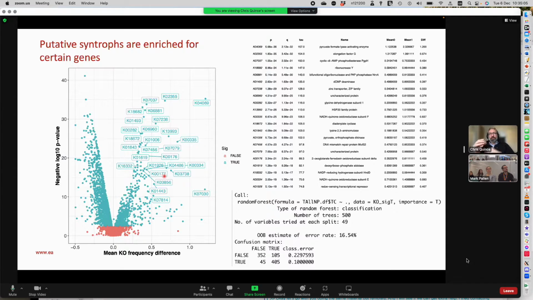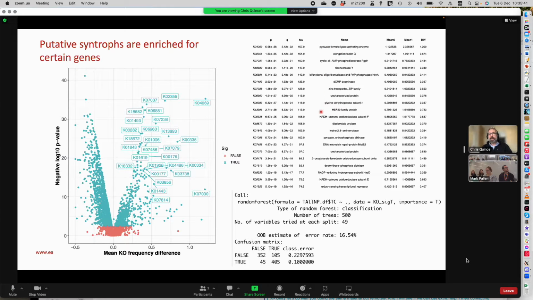So to try and determine whether these predicted syntrophies are real or not, again, we used another machine learning method to see whether we could predict whether something was a syntroph from its genome. And in fact, we could do that quite reliably with about 85% accuracy. So we could predict just straight from the genes in an organism whether it was likely to associate with a methanogen, and then we could see which genes were important in that prediction.